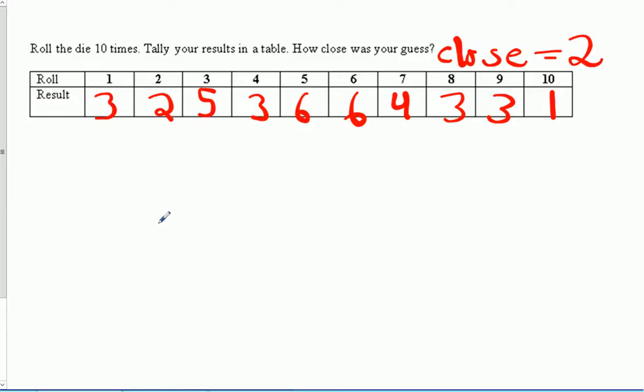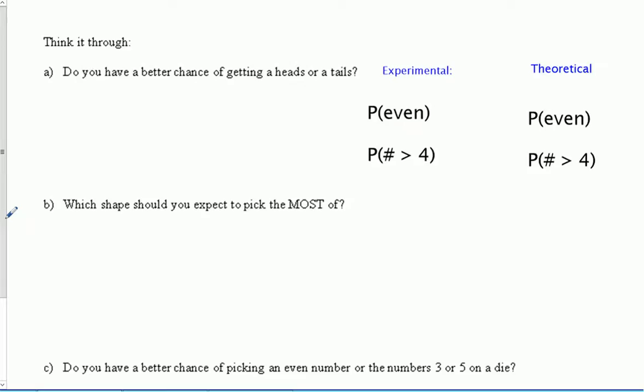So let's take a look at these questions. But I actually want to add some questions onto the second set of questions. So let's scroll down here. Here are our questions. I want you to pause the video and I want you to copy down these questions right here because we're going to talk about the dice a little bit more. Again, using the terms experimental and theoretical.